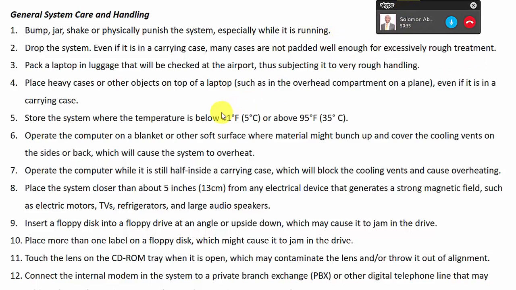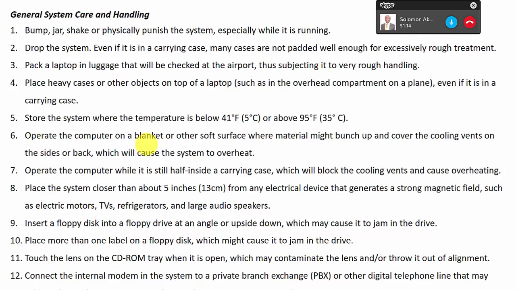Backing up. Move faster. I'm still in slide 5. Packing the laptop in luggage that would be checked at the airport. Placing cases and other items on top of the laptop. Using the laptop when the temperature is below 40 degrees Fahrenheit. You have 2 more minutes.